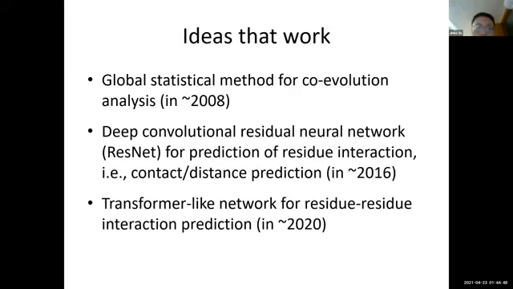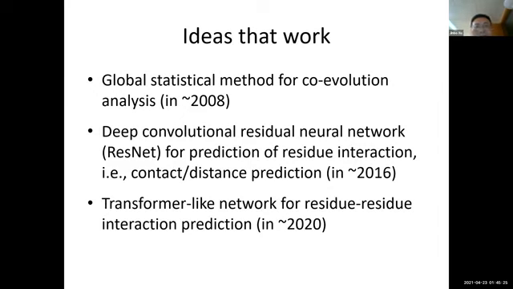The contact matrix has been studied for many years, and the precision was about 20% for a long time. Many people believed contact prediction was as hard as protein folding itself. But about 10 years ago, contact prediction gradually became easier, and we can now do it much better than before. Here are some ideas that are very effective for contact prediction.